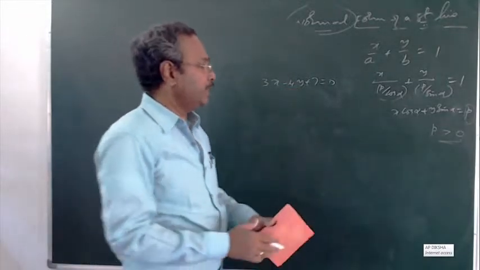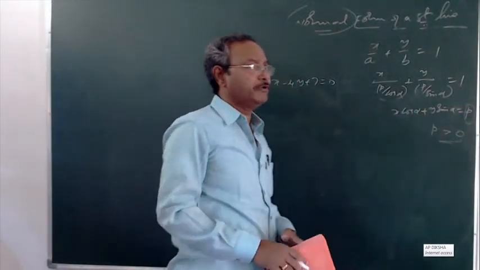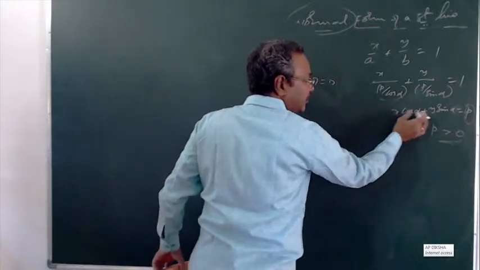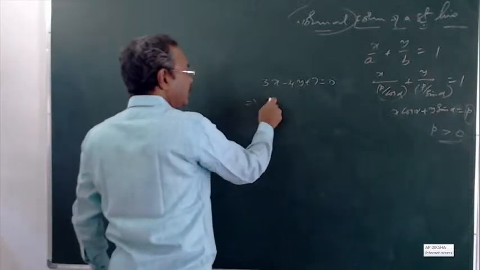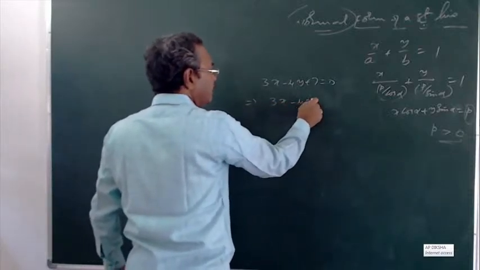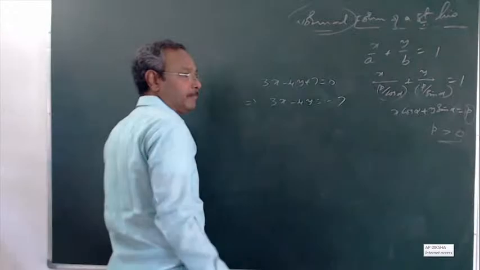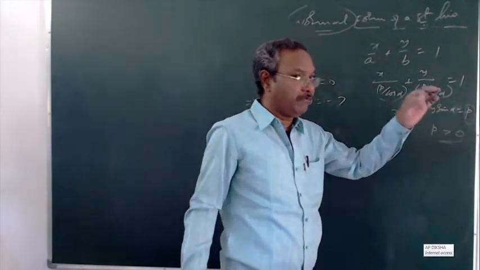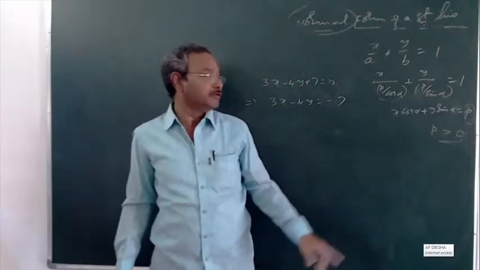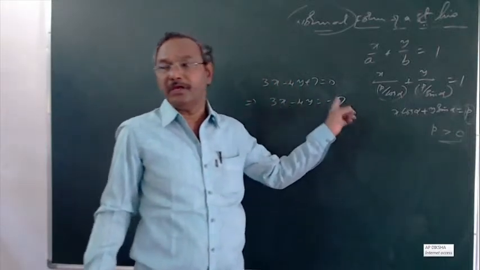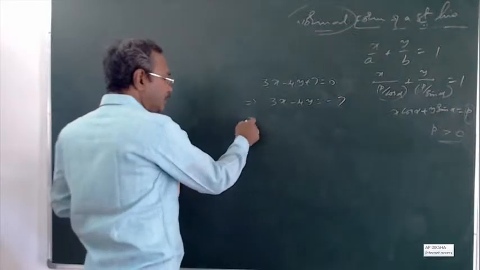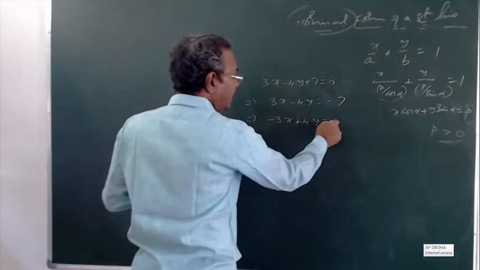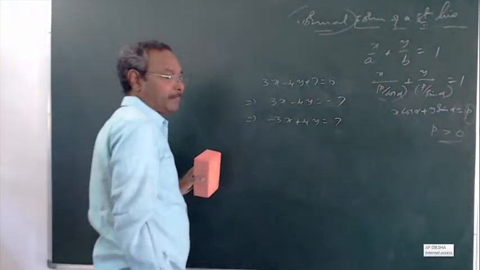So what is the normal form? x cos alpha plus y sin alpha equal to P. Look, the constant term should be on the right side. On the left side you have x and y terms. So it should be written as 3x minus 4y is equal to minus 7. And here you have to remember this point: P should invariably be a positive quantity. So the quantity on the right side should be positive. That's why it has to be written as minus 3x plus 4y is equal to 7.